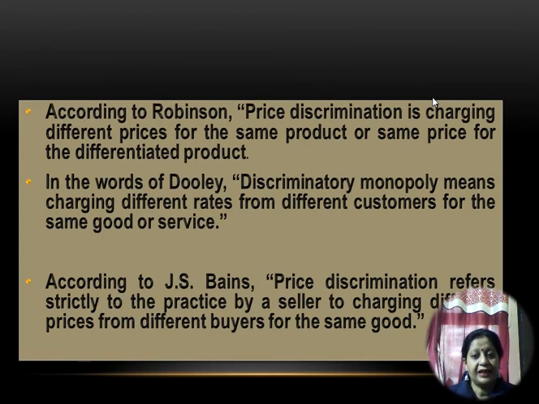According to Robinson, price discrimination is charging different prices for the same product or the same price for a differentiated product. That means here the seller is free to charge any price from any of the buyers. Why? Because he is the single seller of that particular commodity. In the words of Dole, discriminatory monopoly means charging different rates from different customers for the same good or service. According to J.S. Baines, price discrimination refers strictly to the practice by a seller of charging different prices from different buyers for the same good.